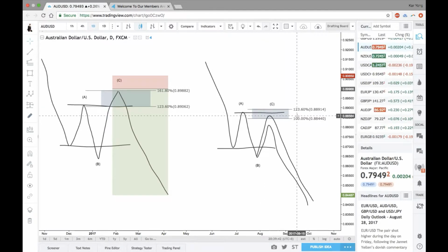So the ratios here are pretty straightforward. Running flat is 1 to 1.236, expanded flat is 1.236 to 1.618.